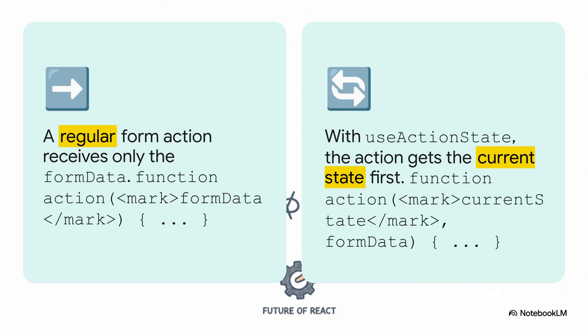On the left, you see a normal form action just gets one argument, the form data. But, and this is key, when you use useActionState, the hook automatically injects the current state as the new first argument. Your form data gets pushed over to the second position. If you forget this, your code is going to break in confusing ways. So just burn this into your brain. With useActionState, it's always state first, then form data.